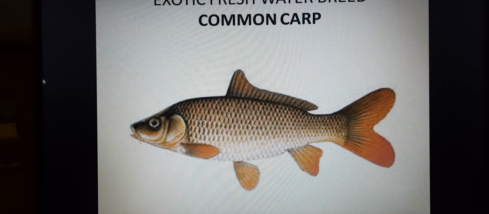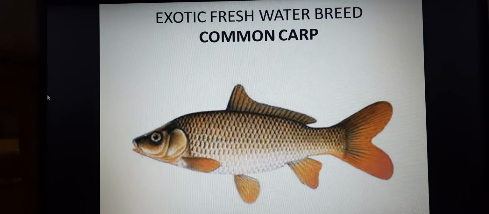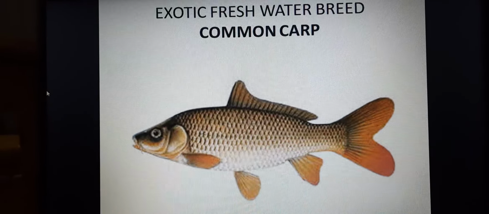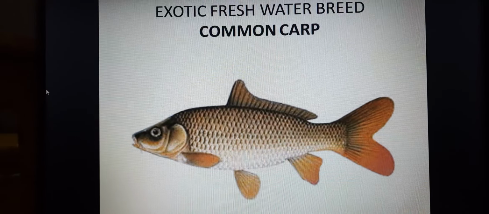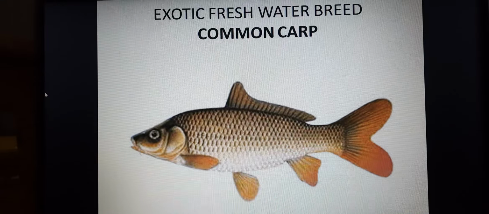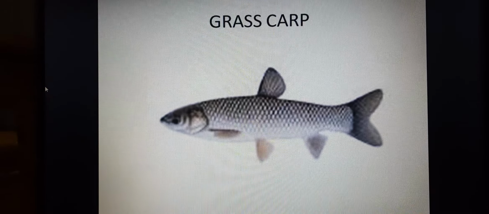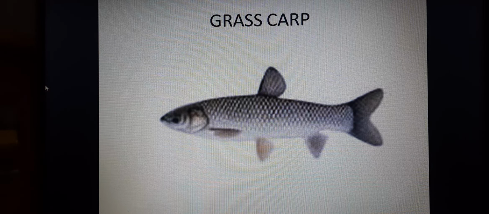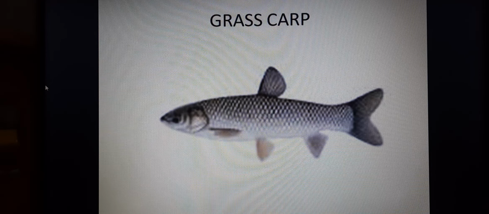This is the common carp. This is an exotic variety, coming from outside. Another name is Japanese carp or common carp. Some people call it the golden carp because of its golden color. This is grass carp. This is the fish which eats the grasses and weeds of the ponds, lakes and our fisheries.